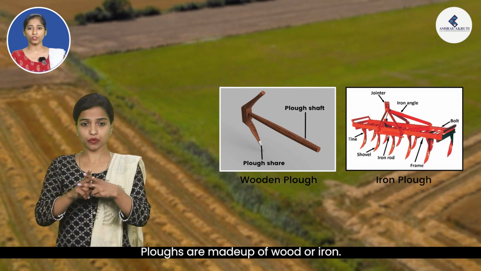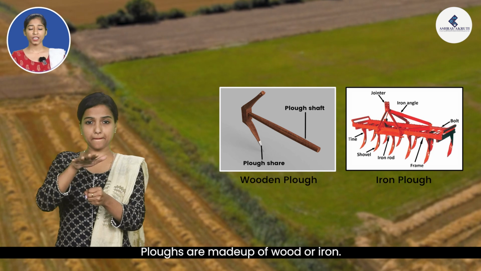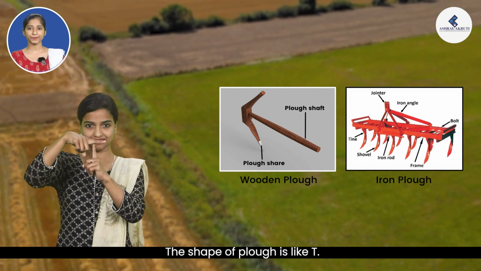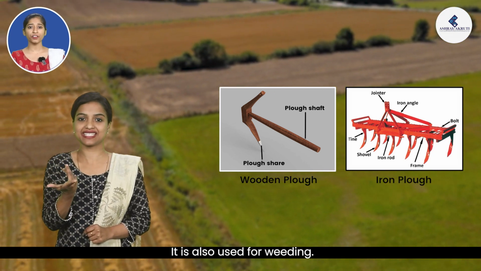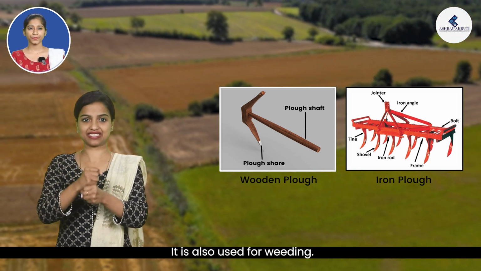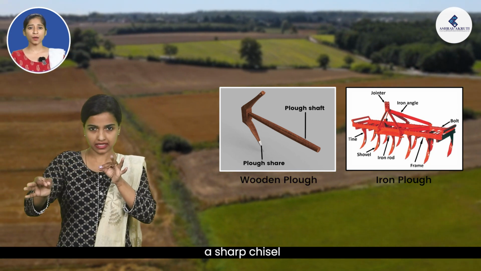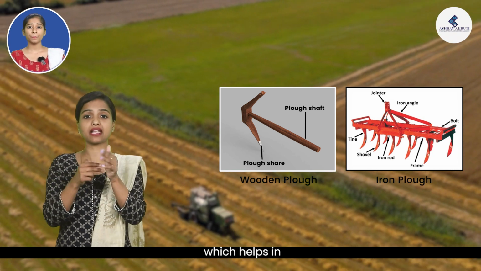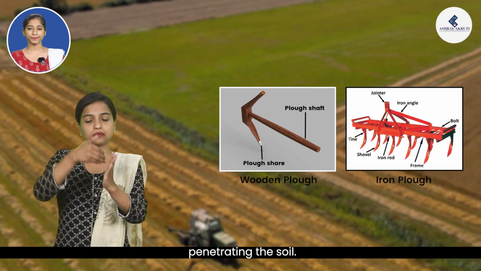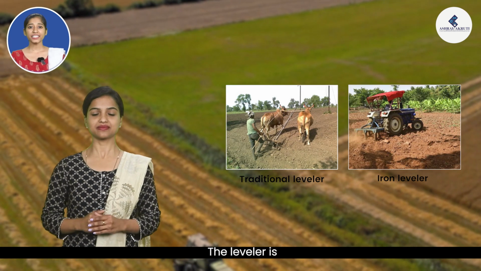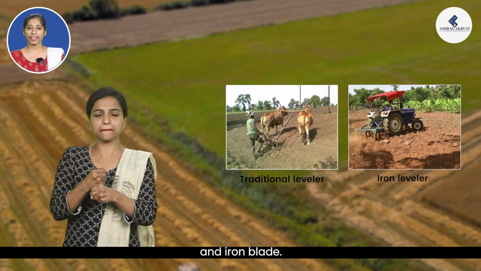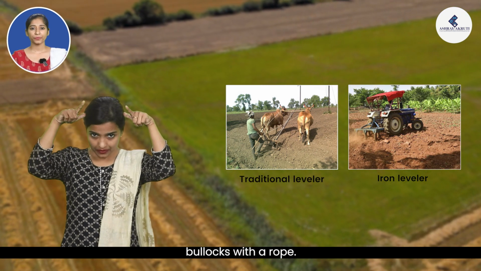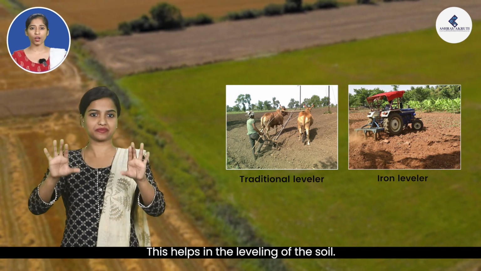Ploughs are made of wood or iron. The shape of the plough is like a T. It is also used for weeding. At the end of the plough, a sharp chisel-like iron nail is attached, which helps in penetrating the soil. The leveler is made of a log and iron blade. This is tied to bullocks with a rope. This helps in the leveling of the soil.